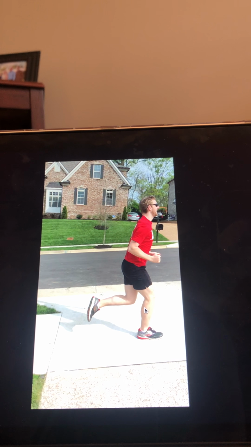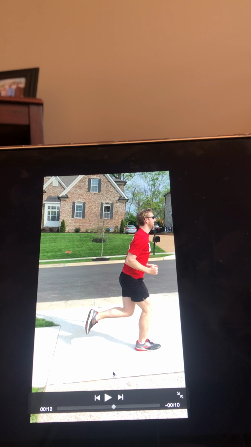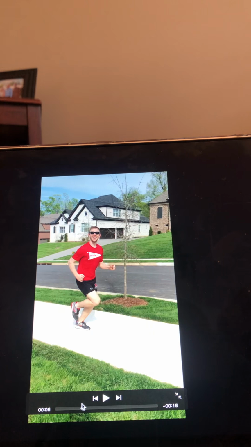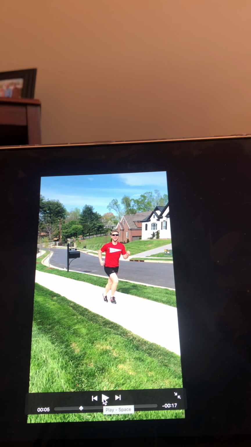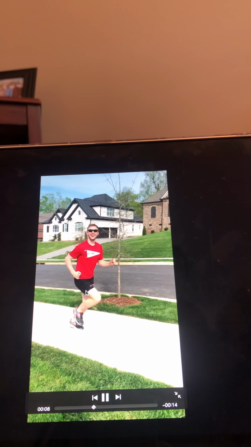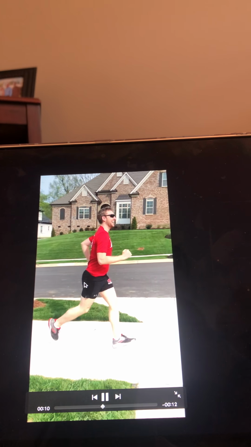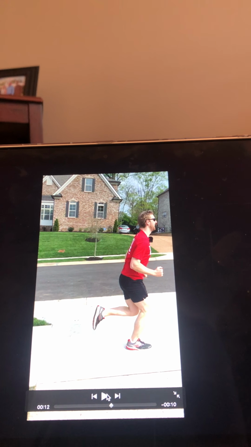And then he also has some hip drop on the swing leg, and I believe this would be due to his abductor weakness. So if I go back a little bit, you can see while his right leg is going through swing, his right hip drops. So here, down and down. So that's definitely things that we need to address.